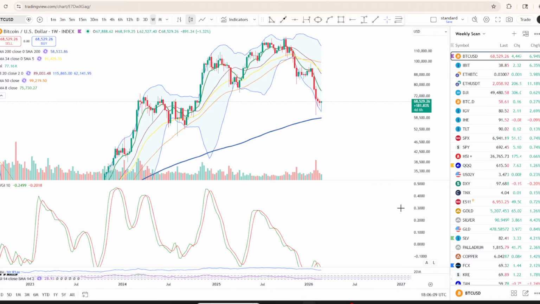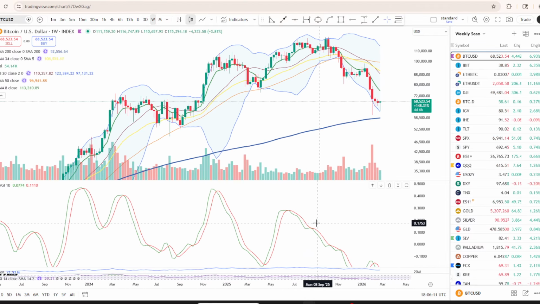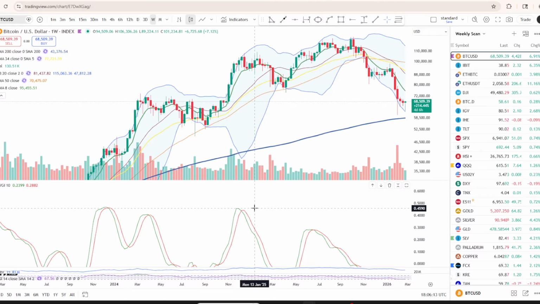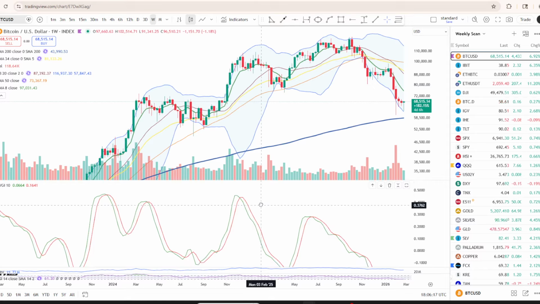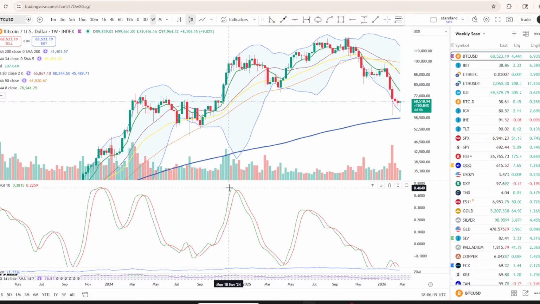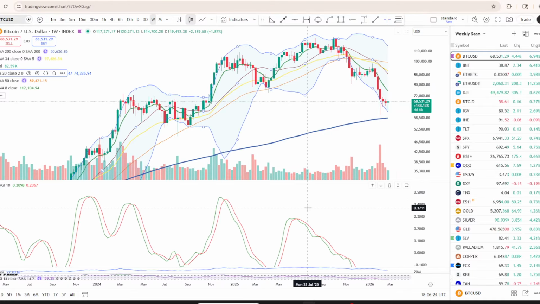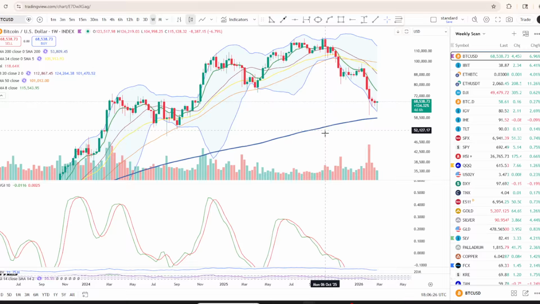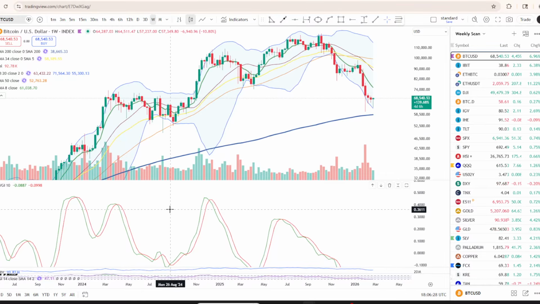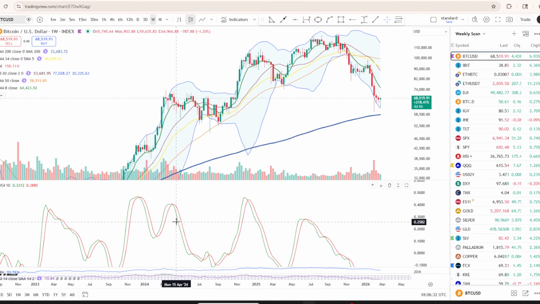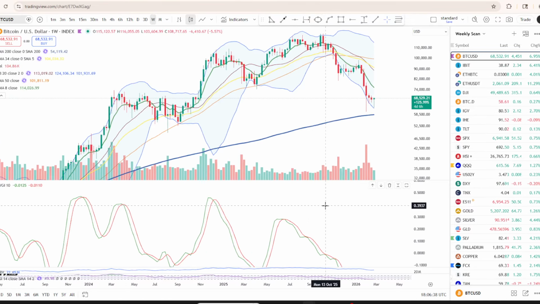You can also use it for cross signals. For example, when the line crosses over the moving average, for example, the green line's crossing over here. In theory, that would be a sell signal. You didn't do that great on it. You have another one here. You didn't do that great on it. So you're not doing that great using this as a crossing signal. But in theory, when you get the crossing of the signal line, that's supposed to be a trade idea.